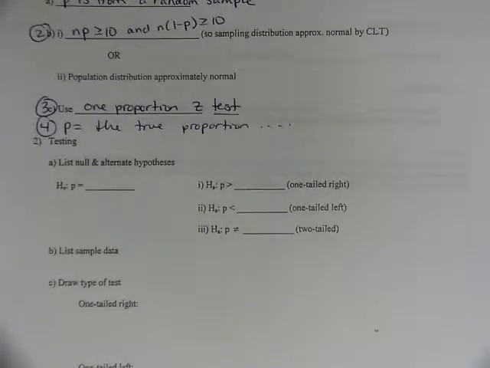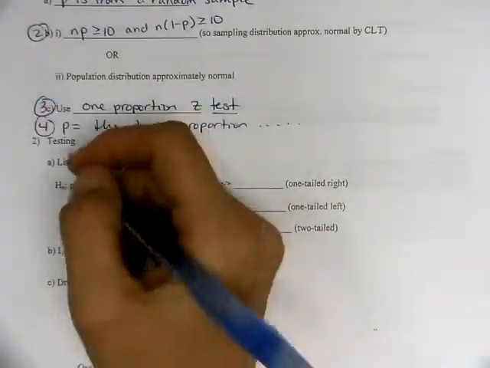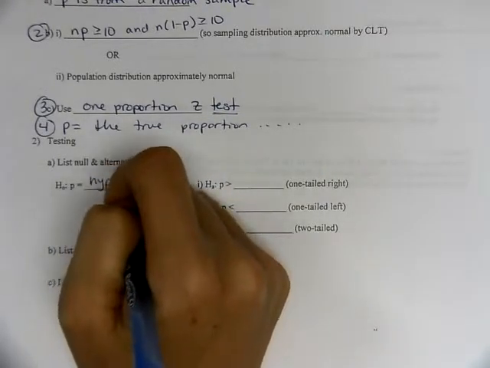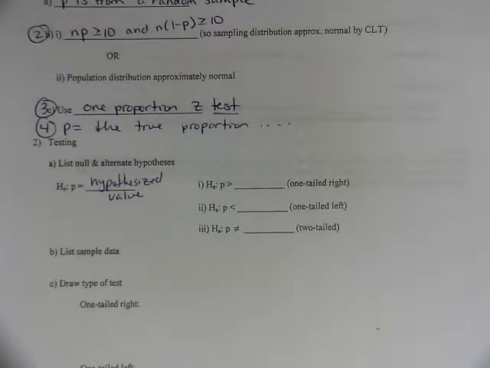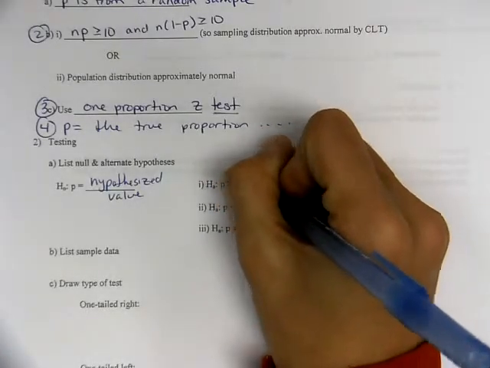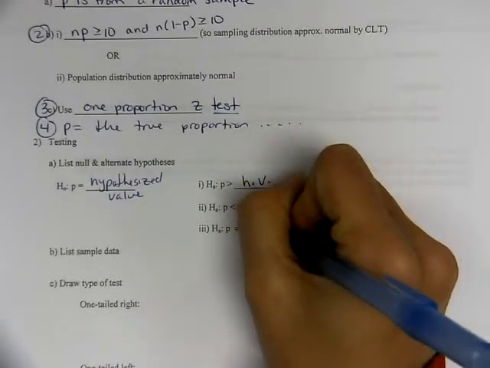Now, for the testing section, this is where things change. The first thing you want to do is list your 2 hypotheses. So remember, the null hypothesis is always that p will equal some hypothesized value. Okay, so what are you actually checking? Is it a majority? Then p is 0.5. Is it 60%? Then p would be 0.6. That will be given to you somewhere in the context of the problem. And then your 3 alternates are either p is greater than, I'm just going to do HV for hypothesized value, less than, or not equal to.